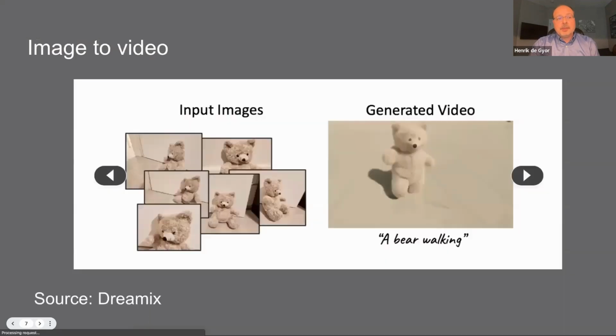Another example is image to video. You feed it a series of still images, and it will create a video. Like here's a video from DreamX where I want to create a video based on these images of a walking bear. Now you can imagine if you're a 4-year-old, that would be a dream, right? I can see my teddy bear walking just with a few pictures of it. That's amazing, right? Now our imaginations can go even further than that, but that's just one sample. And you can actually see the bear, based on these images, walking around.